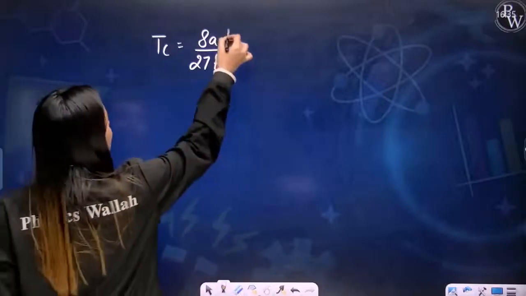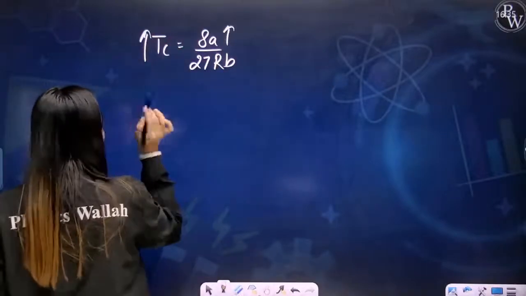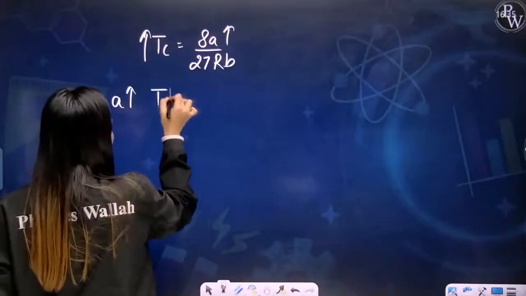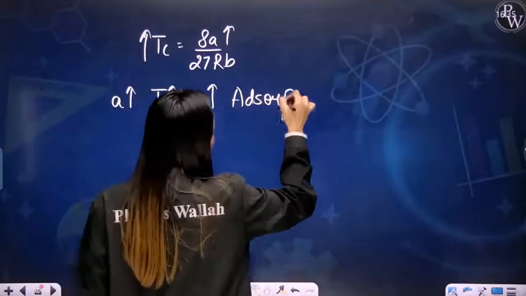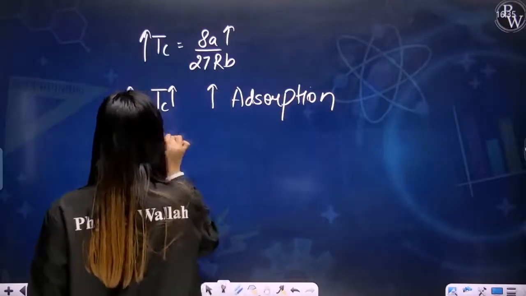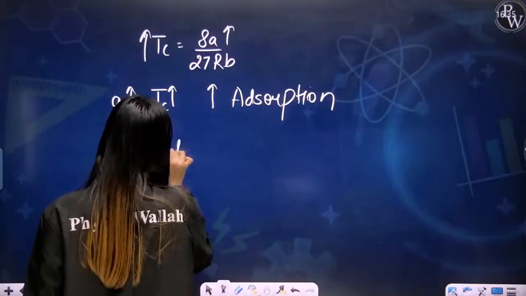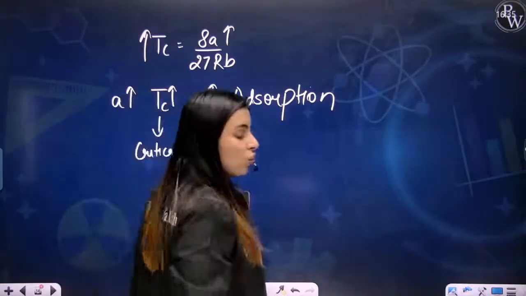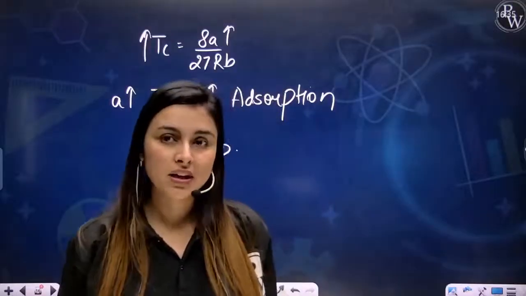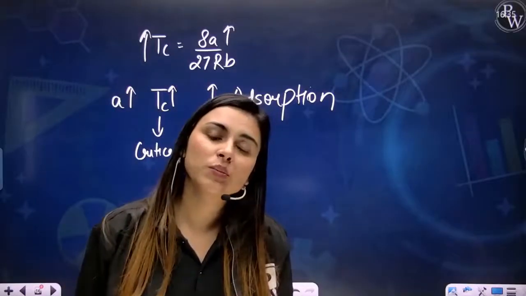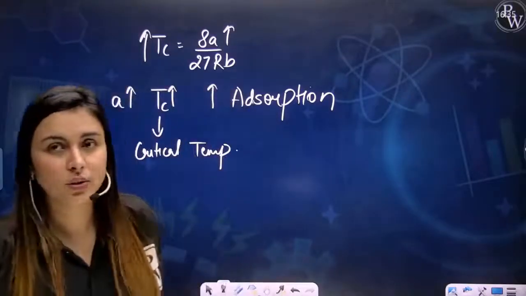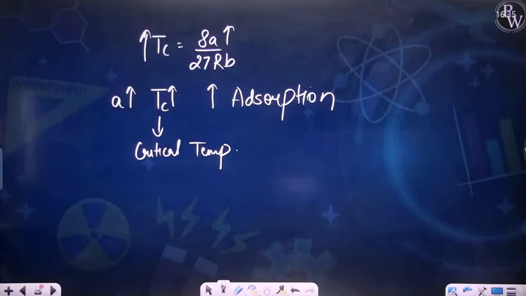The more the A value, the more will be the critical temperature. So I can say that the more the A value, the more will be the critical temperature, and the more the adsorption will take place. And in this particular chapter, you will be given the critical temperature values of the gases. So you only have to compare the critical temperature values. The more the critical temperature, the more easily the gas can liquefy, the more easily the gas will be adsorbed on the surface. So this is how you can find out the dependence of the gas's critical temperature on the adsorption process.